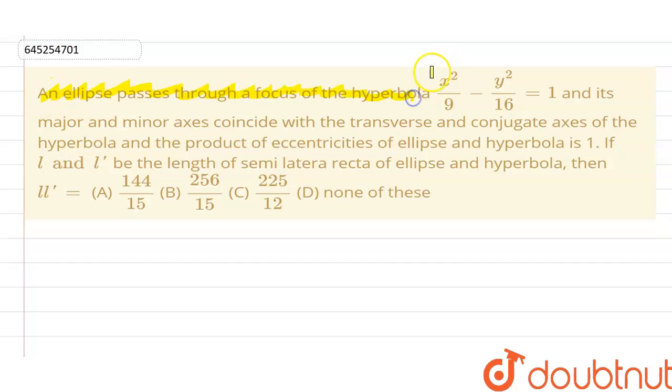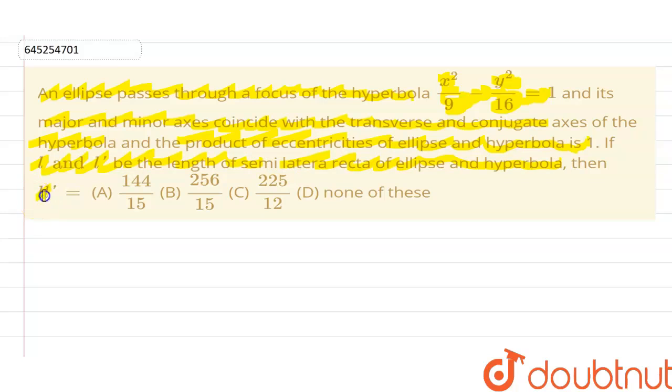Okay, so the given question here is: an ellipse passes through the focus of the hyperbola x square by 9 minus y square by 16 equals 1, and its major and minor axes coincide with the transverse and conjugate axes of the hyperbola. The product of the eccentricities of the ellipse and hyperbola is 1. If L and L dash are the lengths of the semi latera recta of the ellipse and hyperbola, then we have to find the value of L into L dash.